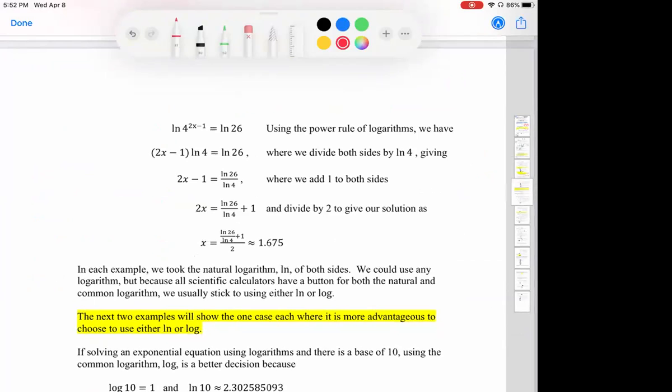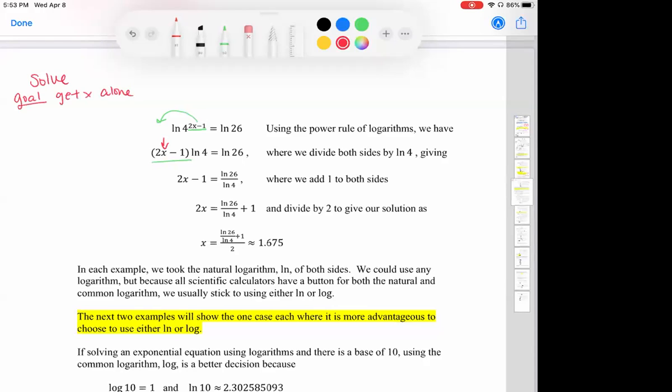Okay, so we take the ln of both sides, and the whole purpose of this is so that I can take my exponent and move it to the front, like we did here. (2x minus 1) ln of 4 is equal to ln of 26. Don't lose your eyes on the prize. If you're ever unsure as to what your next step should be, think, well, what's my question asking? It's asking you to solve. So your goal is to get x by itself.